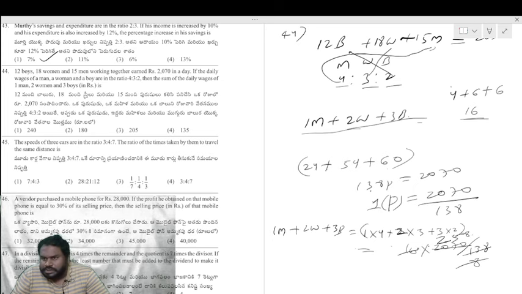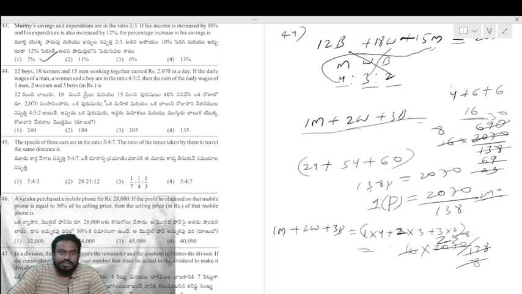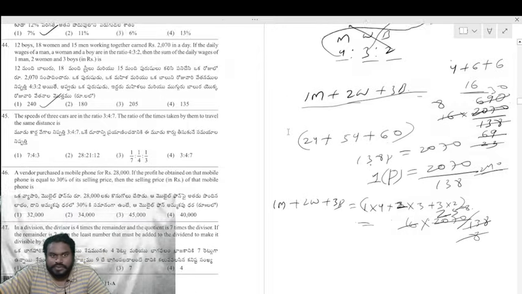We don't have any points, so let's verify this. 16 into 2070 by 138. 2070 divided by 138 gives 15, and 16 times 15 is 240. So 240 is the answer, the first option. Okay, next question, 45.